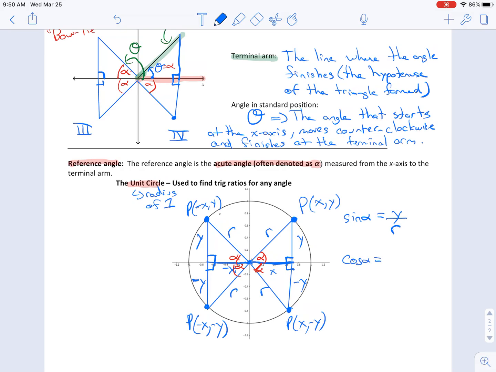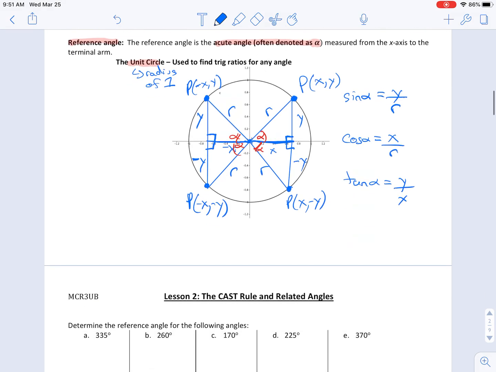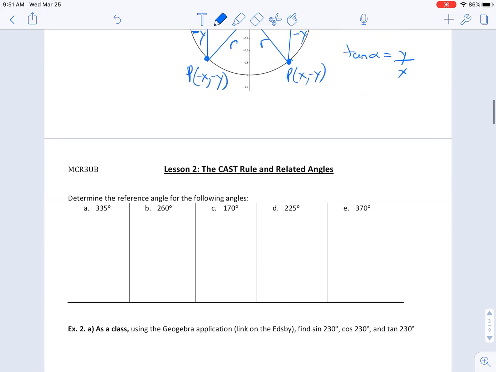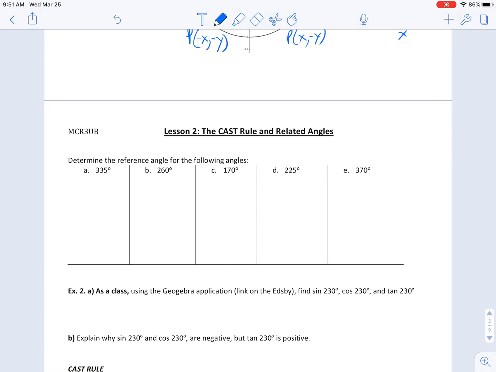Cosine of alpha in any of these is going to be the adjacent side relative to alpha, which is x, and my hypotenuse is r. And then tan is going to be opposite over adjacent, which is y over x. So this thing, you're always creating a quarter of the bow tie when you draw these things, and we're going to try to use that to find the related acute angle in a question below. Okay, so it's coming together a little bit.